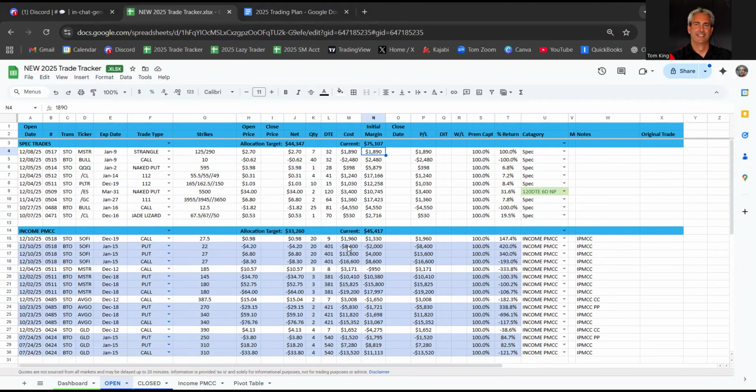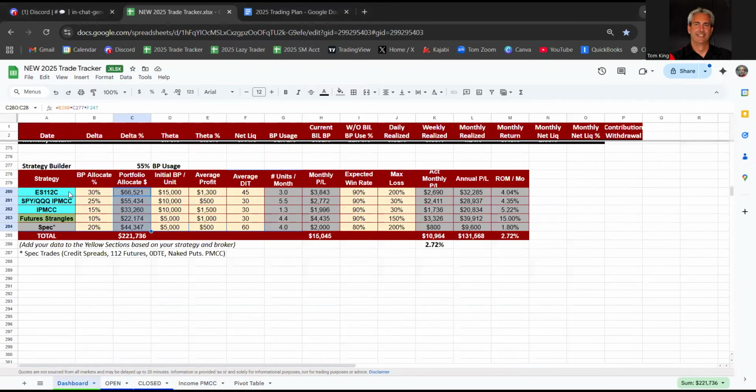Okay. So I'm good. I sleep great, and I've got the trades on that I want, and I think size wise, I'm pretty much right on. So again, pay attention to your strategy builder. This thing is the key. This is what runs everything.